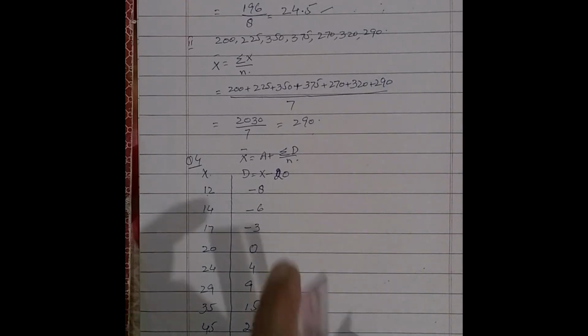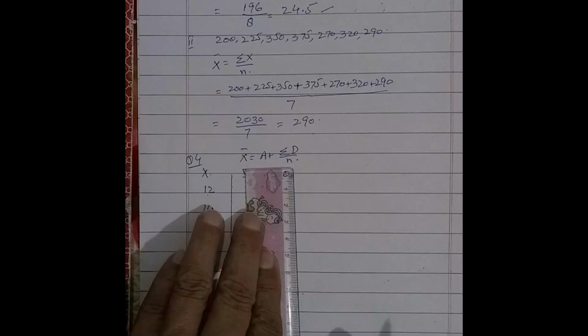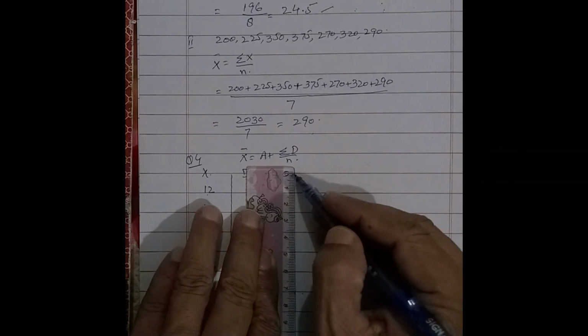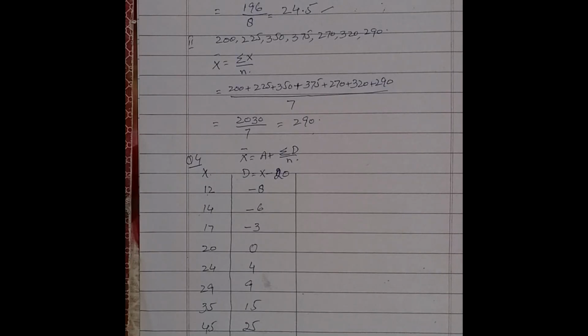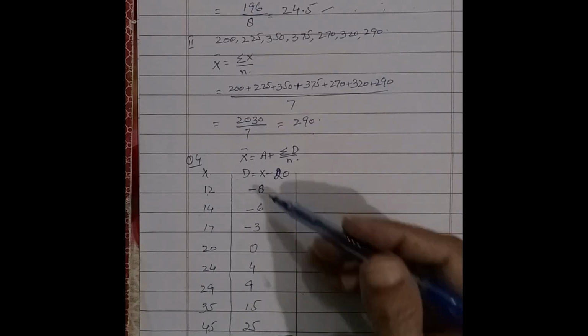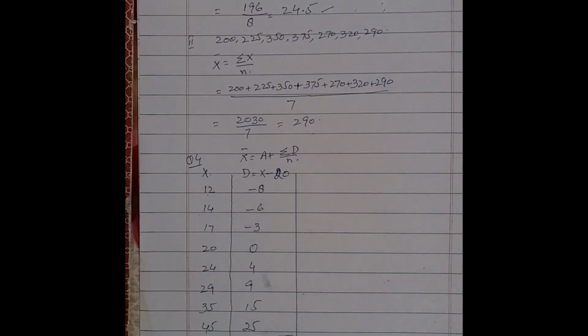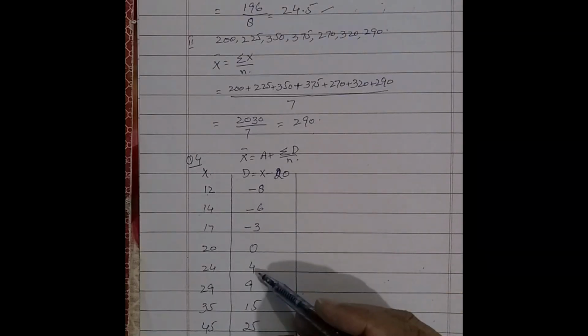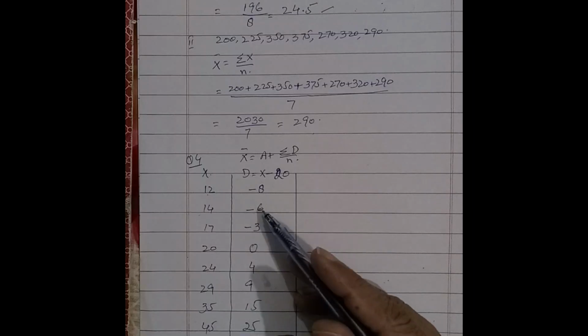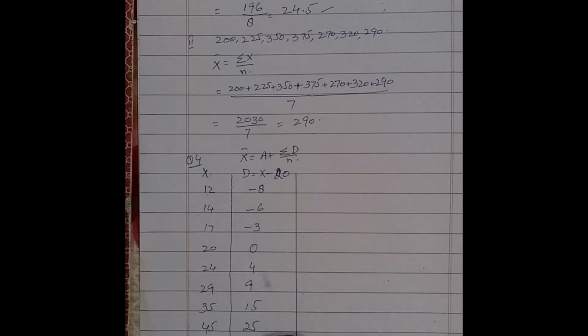Now we add these values. This is d. And we take the summation, the sum of the values of d. We first add the minus values and then the plus values, and then simplify these values. We get the answer, 36.